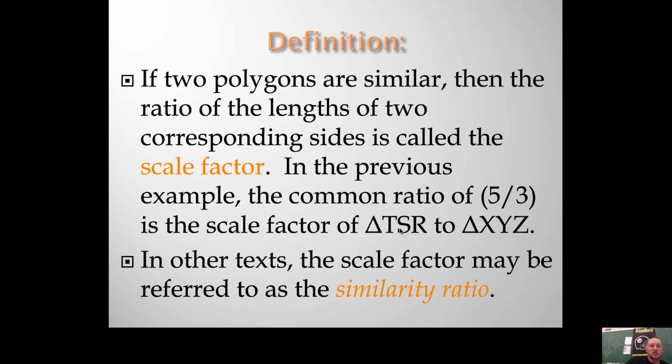Now this is important too, the order that you write these. Since we had the big number first, big to little, this triangle needs to be big to little. So keep that in mind when you're writing scale factors. In other texts, the scale factor might also be referred to as the similarity ratio.